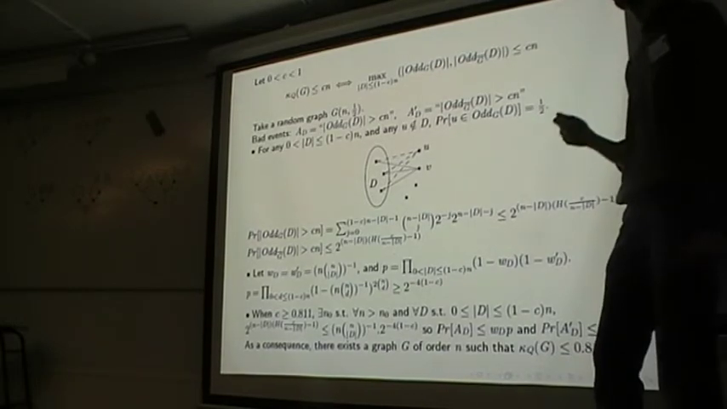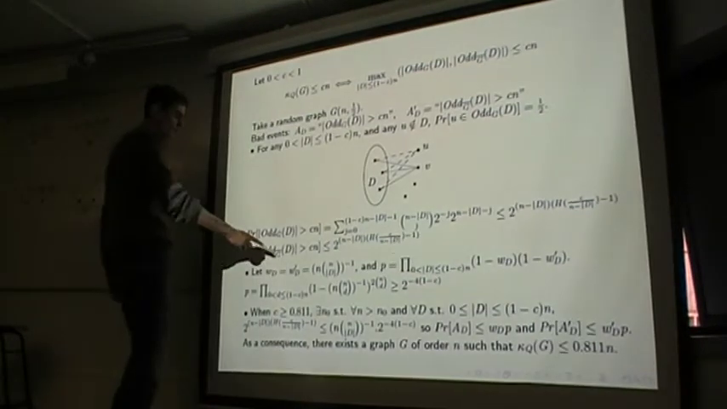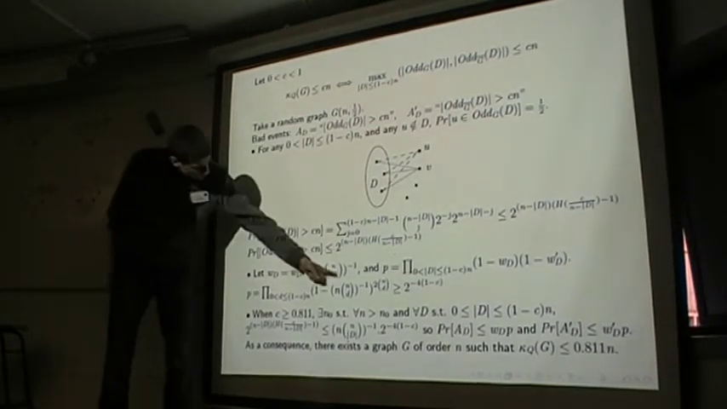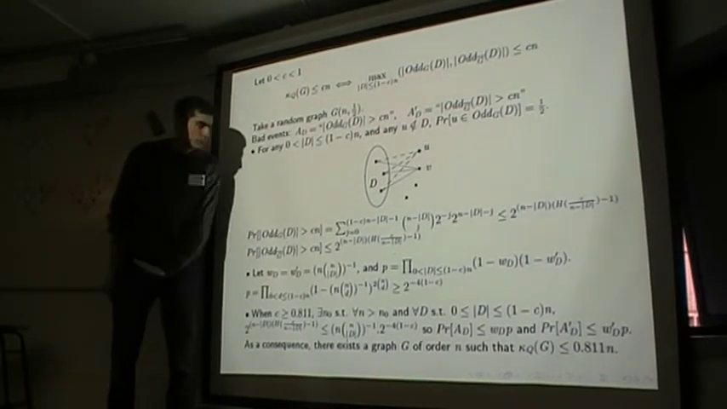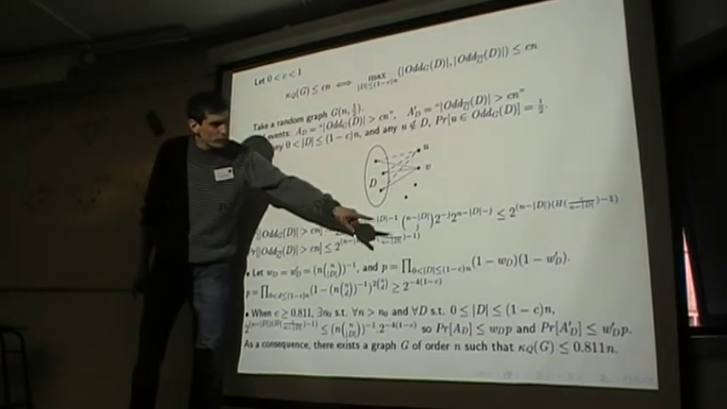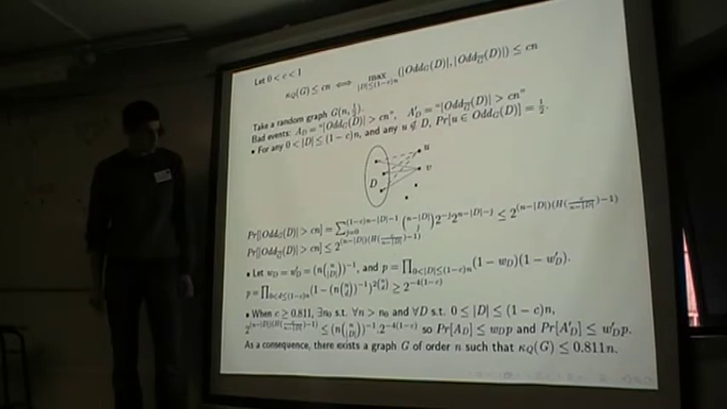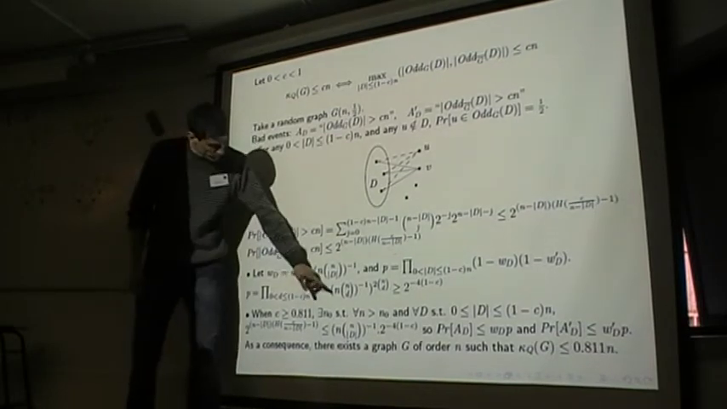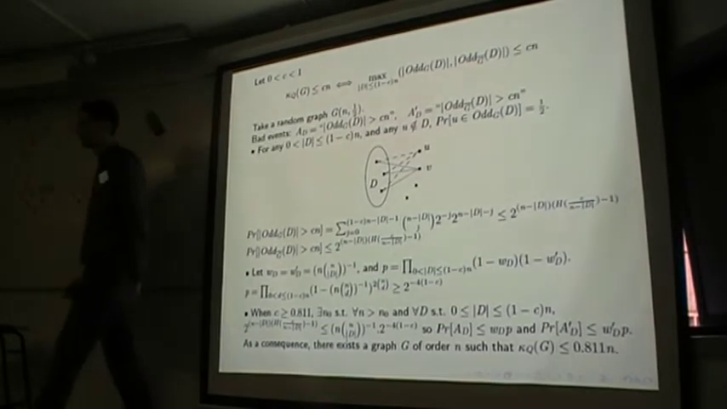Now we choose the weights W_d and W prime d to be 1 over n times n choose d. We compute P, which is the product of all the (1 minus W_d) and (1 minus W prime d). It turns out that this P is larger than this quantity. I won't go into the details.